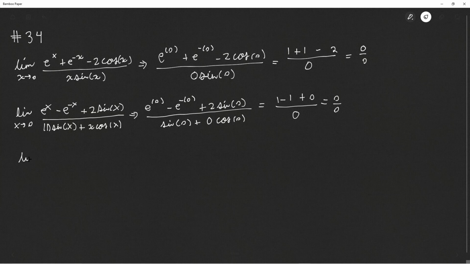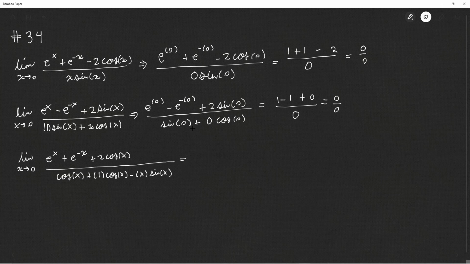So this will get us the limit as x approaches 0, and this will be e to the x, and this will change sign to be plus e to the negative x again, and this will be plus 2 cosine at x, divided by sine x will become cosine at x, and this will be, now we have to do the product rule, which is plus 1 multiplied by cosine at x. This will be minus x sine at x.